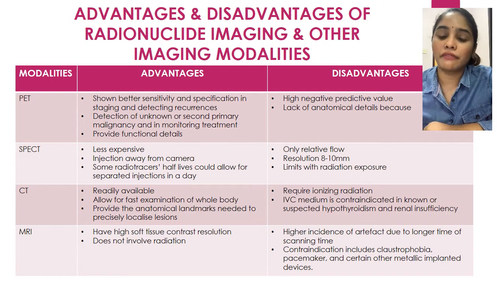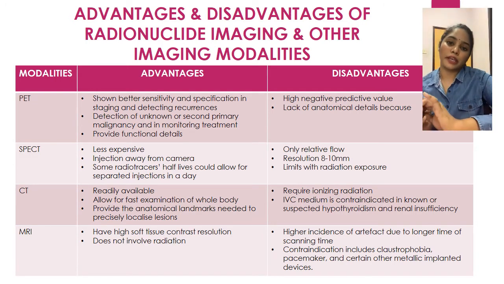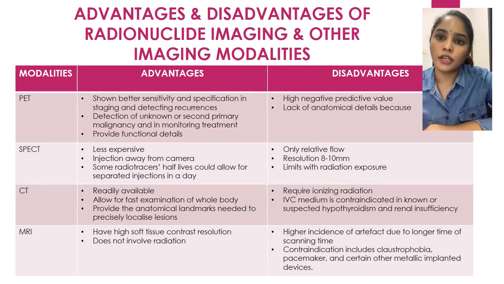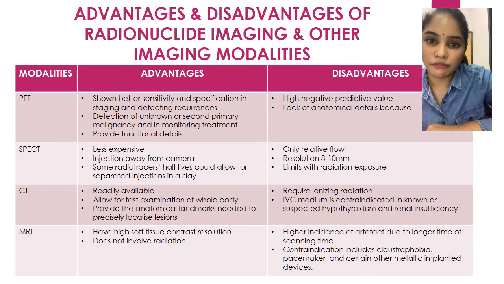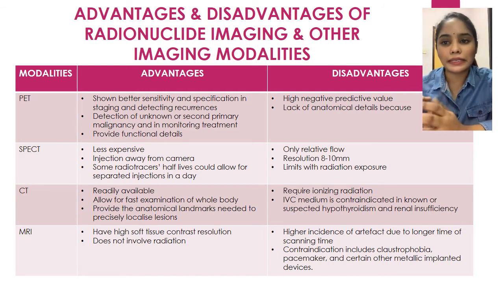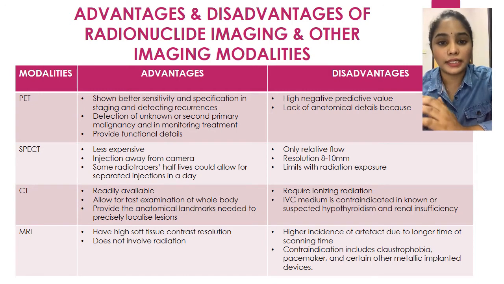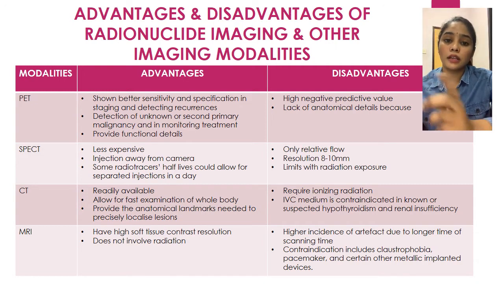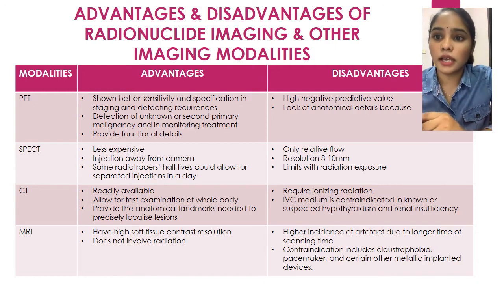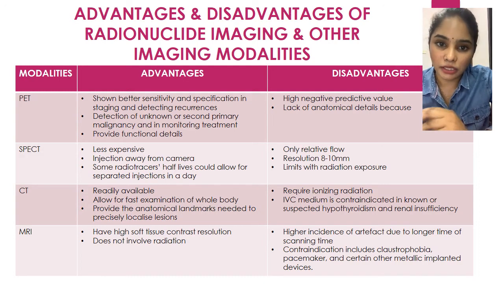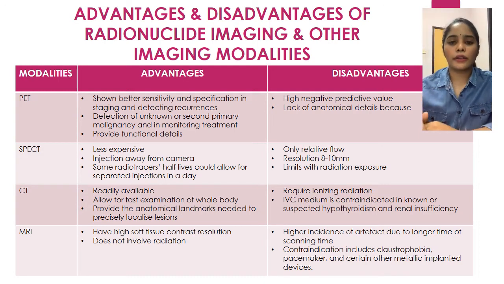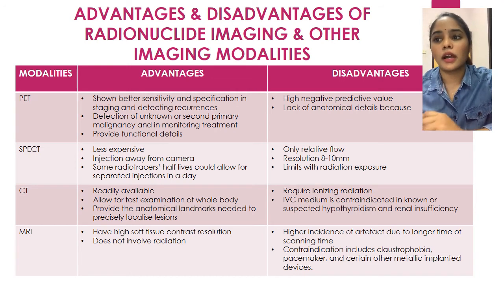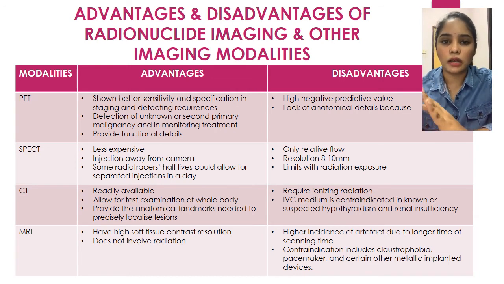Next, I will explain the advantages and disadvantages of radionuclide imaging and other imaging modalities. Starting with PET scan, the advantages are better sensitivity and specificity in staging and detecting recurrence, detection of unknown or second primary malignancy, like I showed in the image before this, monitoring treatment, and providing functional details. The disadvantages of PET scan are lack of anatomical details, and it is also more expensive than SPECT scan.